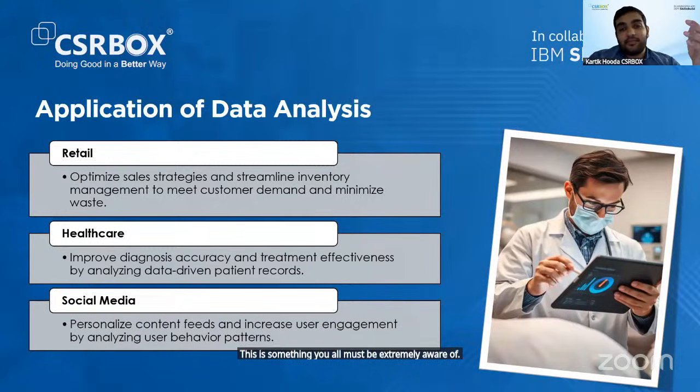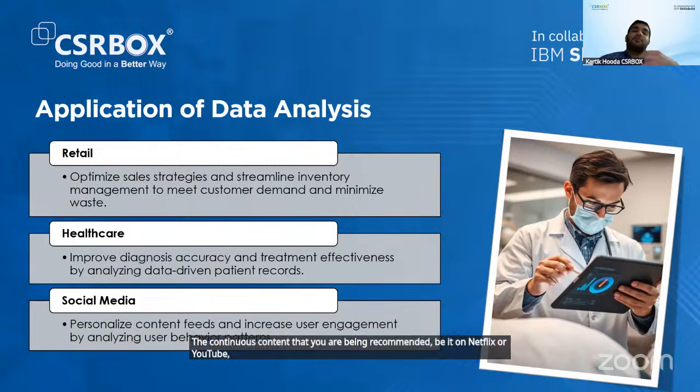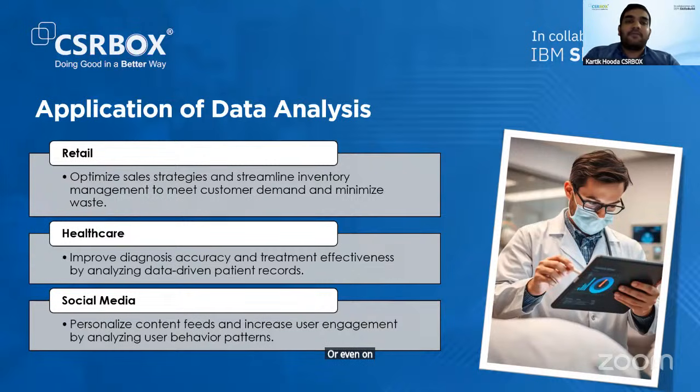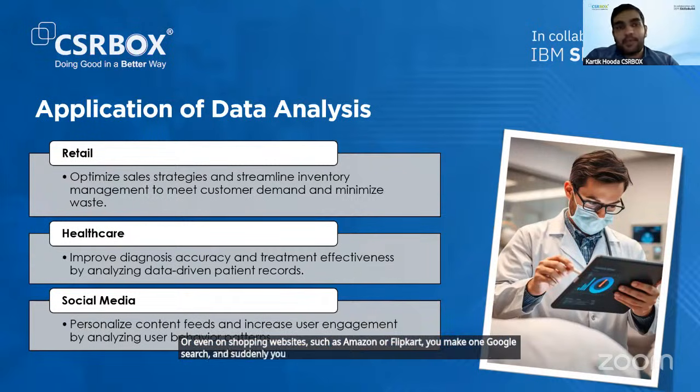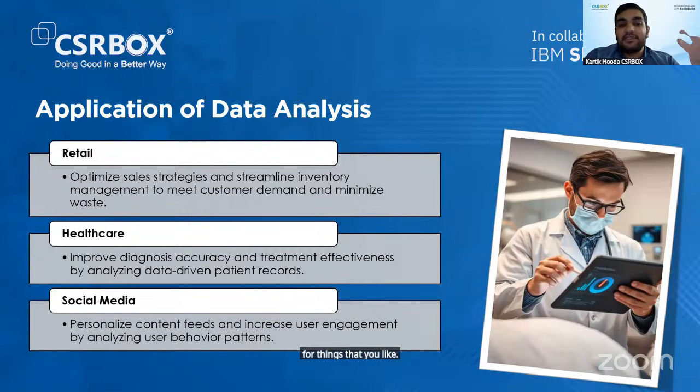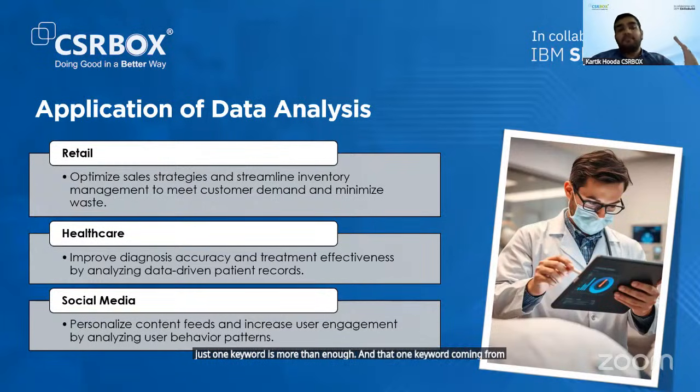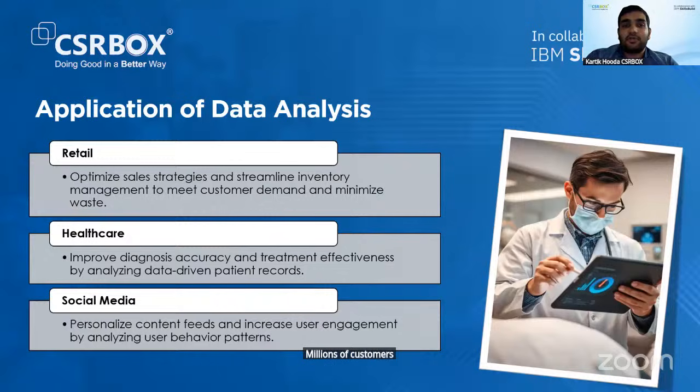This is something you all must be extremely aware of. The continuous content that you are being recommended, be it on Netflix or YouTube, or even on shopping websites such as Amazon or Flipkart. You make one Google search and suddenly you see ads popping up everywhere for things that you like. Just one keyword is more than enough, and that one keyword coming from millions of customers all around the world serves as a great data source to sell your product or sell your content.